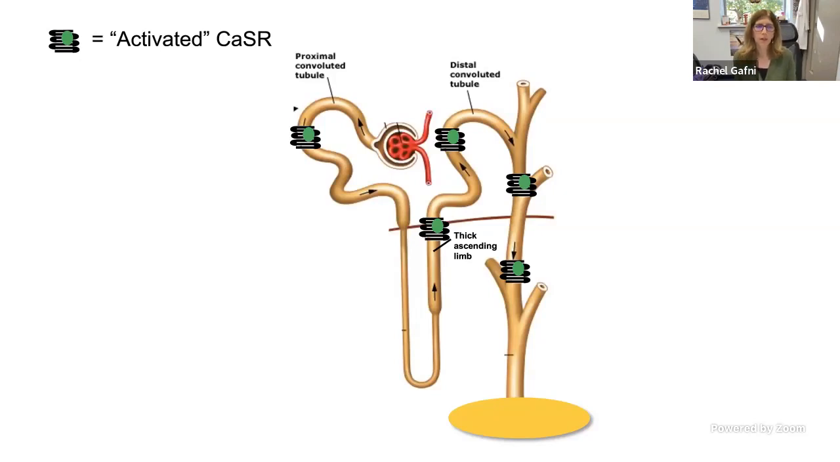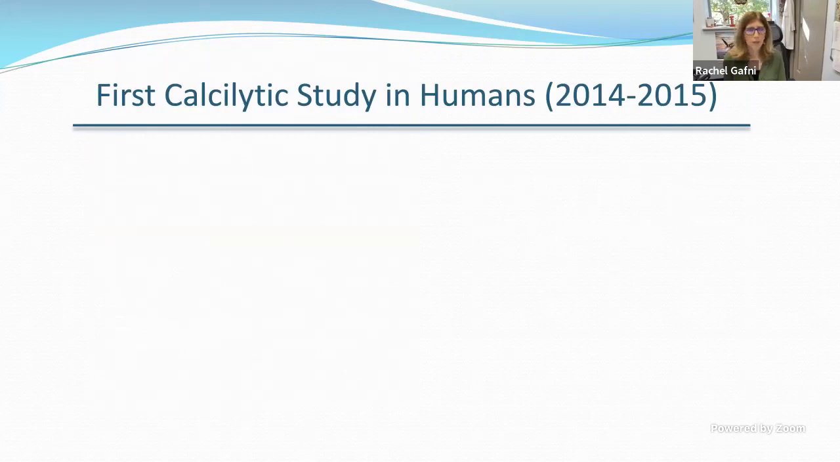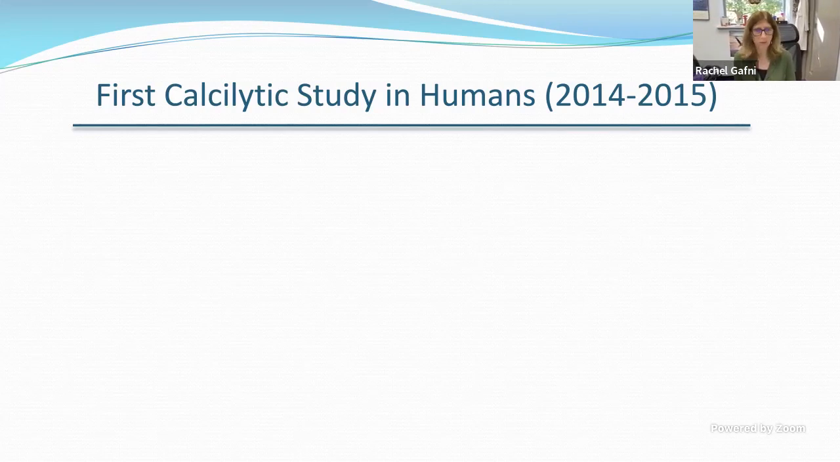Likewise, in the kidney, you have this activated calcium sensing receptor, and when you treat it with a calcilytic, now it corrects this faulty signal, and you can decrease this urine calcium that's being lost. So there have been studies in animal models in mice that have variants in the calcium sensing receptor. So they have what looks like ADH, and they were treated with calcilytics and had improvement in blood calcium and decrease in urine calcium.